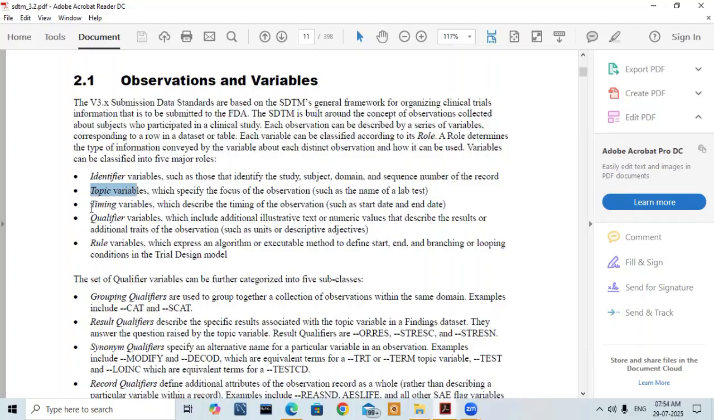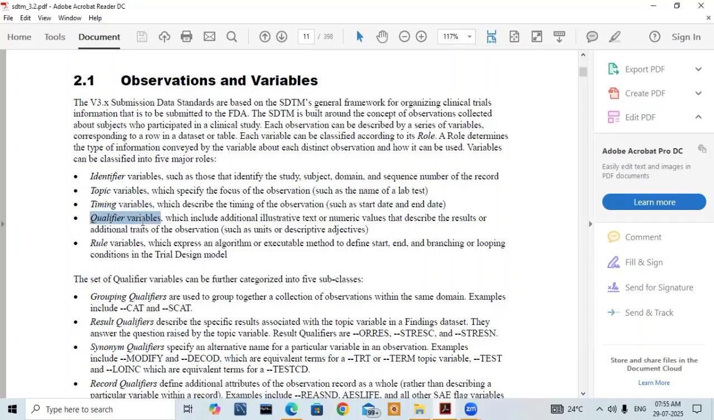Understood? Next, we have the timing variables. Timing variables are nothing but, in the trial, for example, the start date and end date. Let us take the example of the adverse event domain. In the adverse event domain, we have the start, or onset, of the adverse event, and when the adverse event has been resolved. So start date and end date. All these dates come under timing variables. Everyone clear? Every date we put in the domain will come under timing variables.